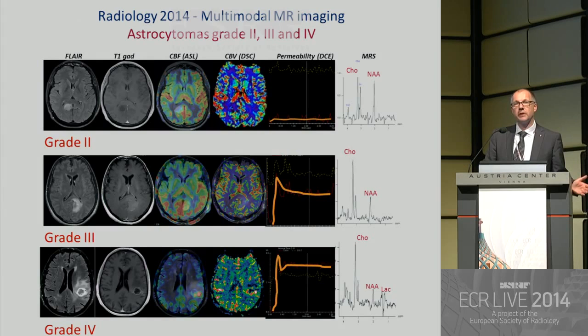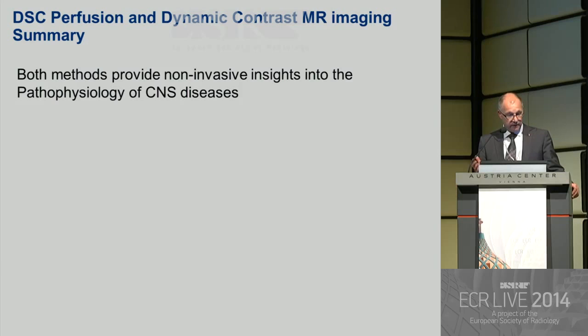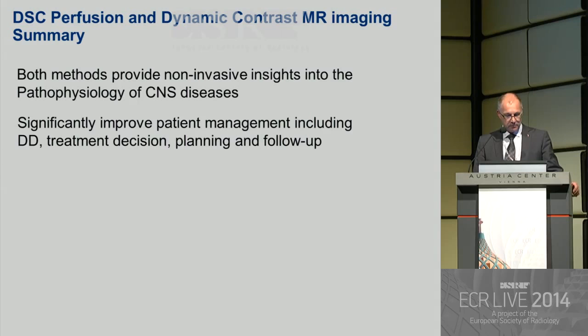other diseases. You see that within a few clicks we can get all the information together from morphologic imaging, from perfusion, from diffusion tensor imaging, as well as from MR spectroscopy to better differentiate, for example, our brain tumors. So to summarize, both perfusion methods in MRI are very important because they provide us non-invasive insights into the pathophysiology of different CNS diseases. It significantly improves patient management, including differential diagnosis, treatment decision planning, and follow-up.